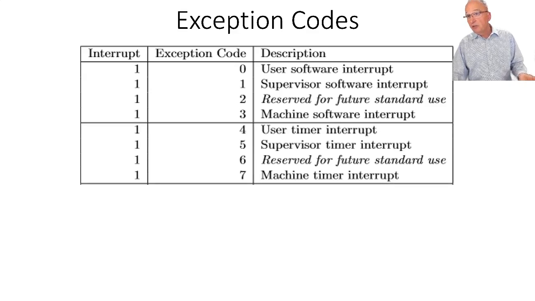4 is a user timer interrupt. Remember, that will be very important for us because we're going to be using a user timer in our lab. 5 is a supervisor timer interrupt. 6 is reserved for future use. 7 is a machine timer interrupt. So this makes clear that RISC V is designed with the idea that there are three levels of execution.